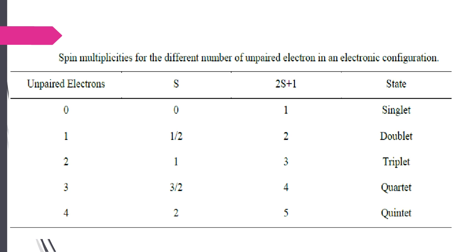If the unpaired electrons are 1, then the resultant spin S becomes 1/2, so the multiplicity is 2, so it is a doublet. Similarly, if the unpaired electrons are 2, then it is a triplet. If the unpaired electrons are 3, then it is a quartet, and if 5, a quintet, and so on.